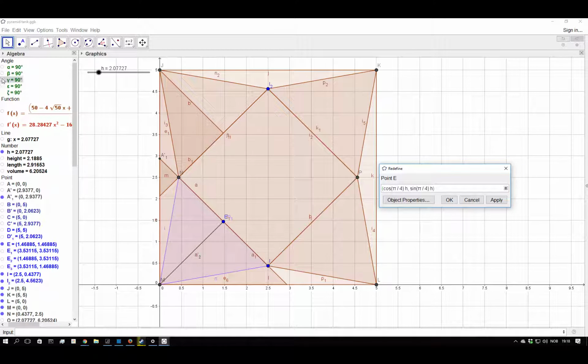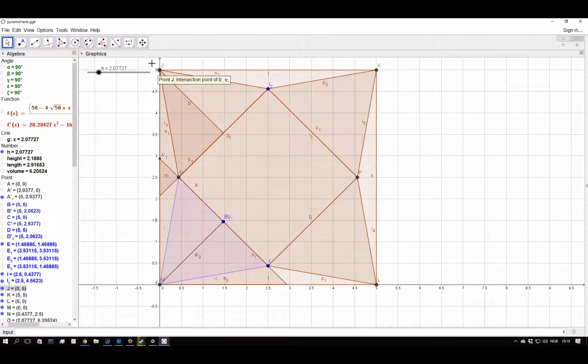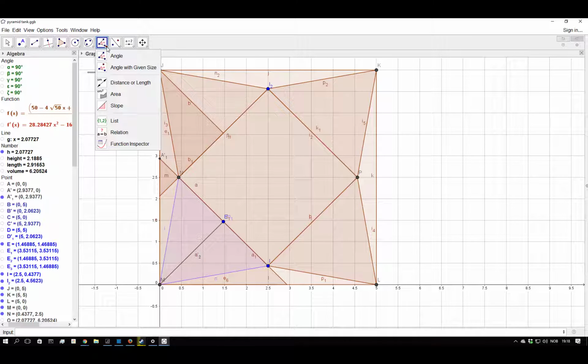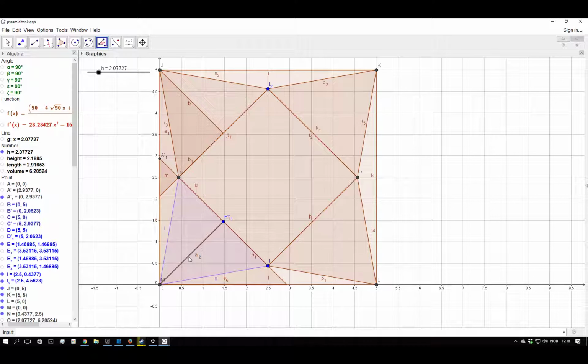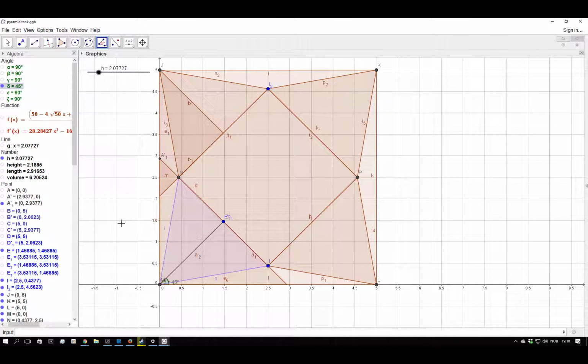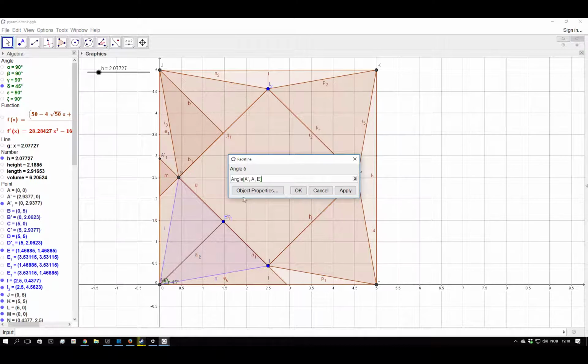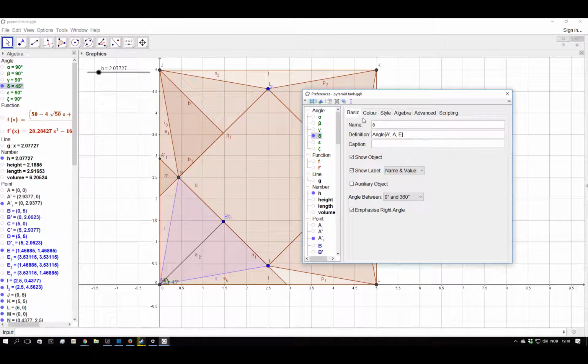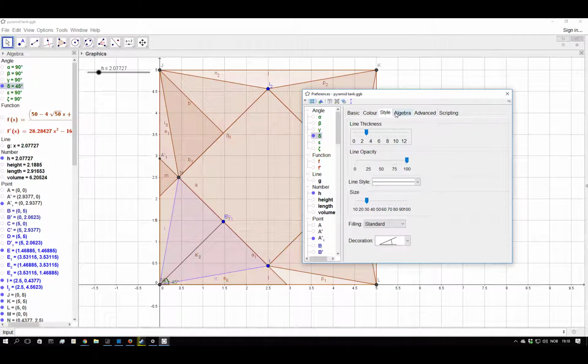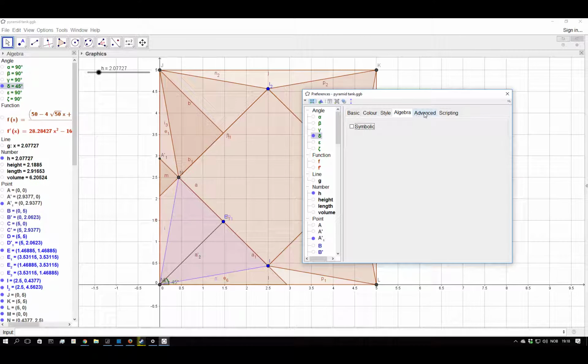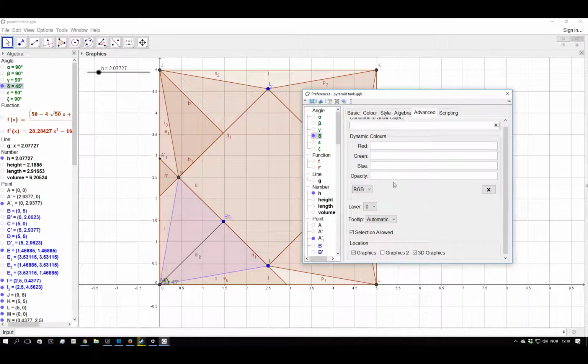So from this angle, I think I have the angles here. Oh, these are 90 degree angles. Let me see if I can get the angle here. 45 degree angles. So that was obvious, but you can see that's 45. Can I change this to radians? Object properties, basic, angle between. No, this is value. Okay, so I'm not sure where the.